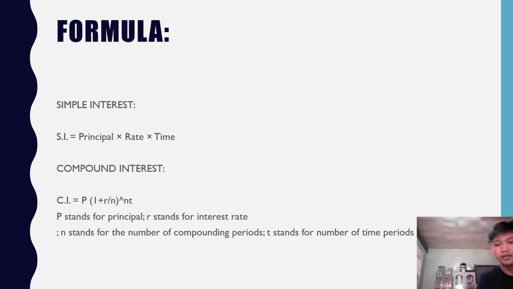So we're going to talk about the formula of simple interest and compound interest. For simple interest, we're just going to multiply principal, rate, and time. The compound interest is equal to P times (1 plus R over N) to the power of NT, where P stands for the principal, R stands for the interest rate, N stands for the number of compounding periods, and T stands for the number of time periods.